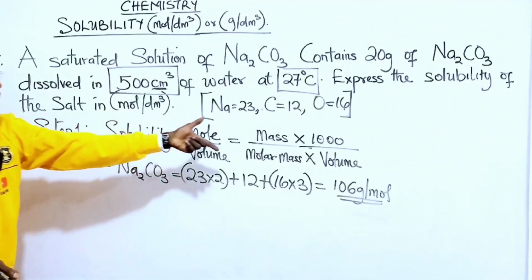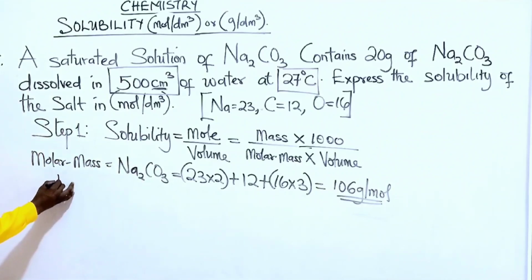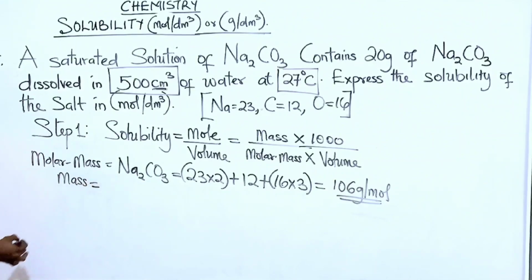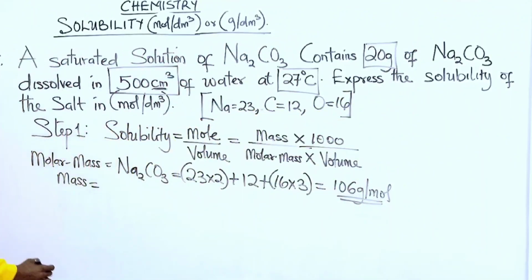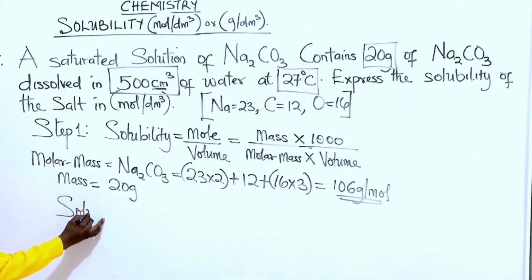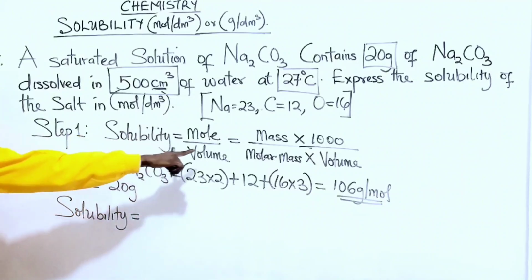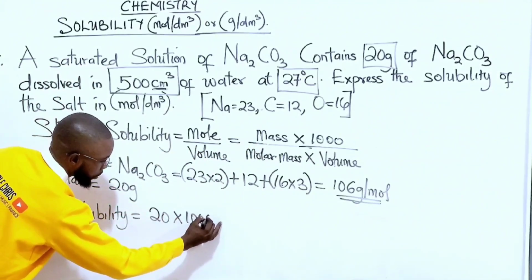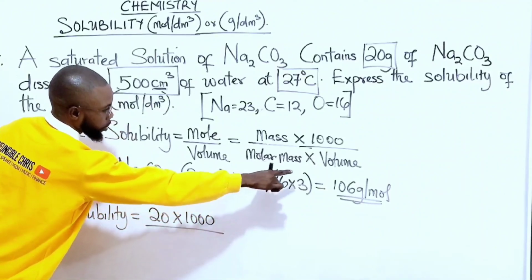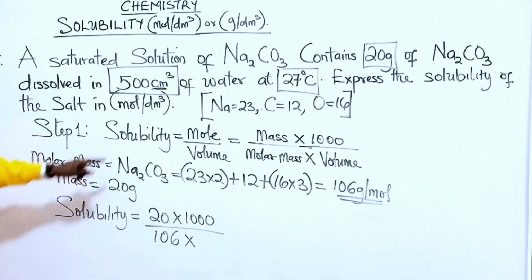Having taken the molar mass, let's invoke the formula. We know that the mass of the substance was given as 20 grams. So let's get on with our solubility. Therefore, solubility is mass, and the mass here is 20 grams. 20 times 1000 over our molar mass, which is 106, times the volume. The volume is 500.